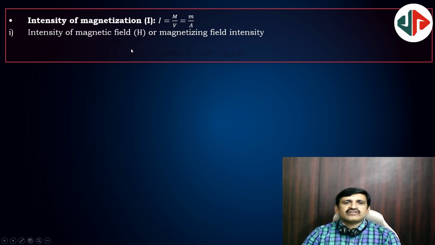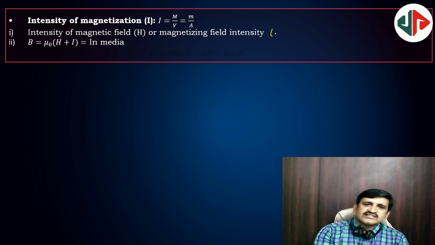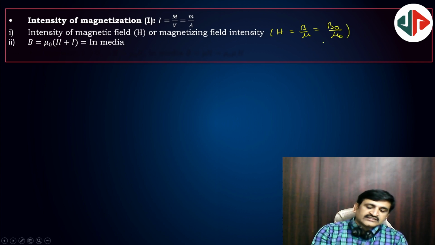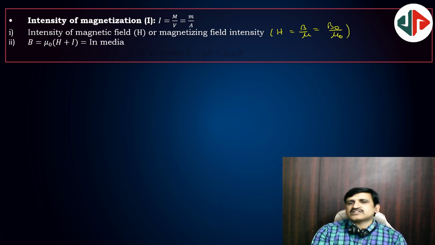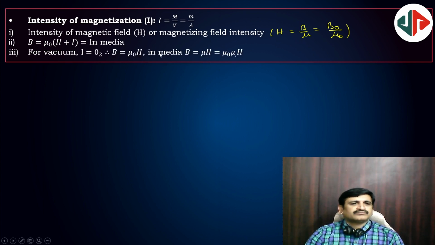Intensity of magnetic field, or magnetizing field intensity. This is the applied field intensity, the applied field. This is represented as H, which is equal to B by mu, or B naught by mu naught. That means free space induction by the space constant, permeability, and any medium induction by that permeability.